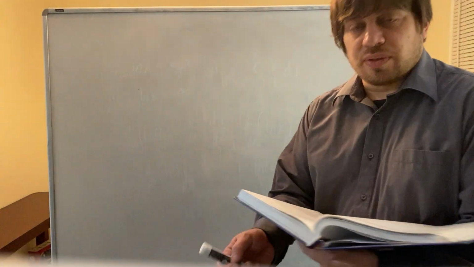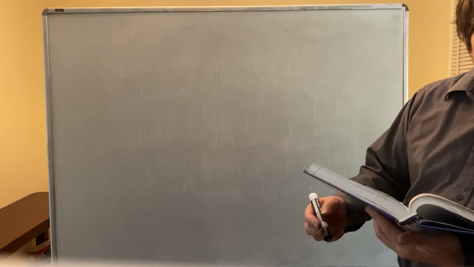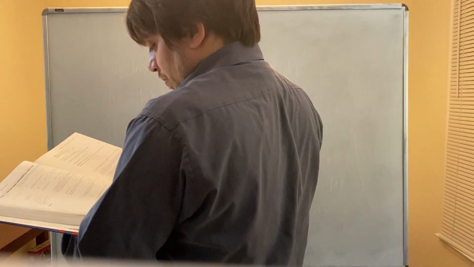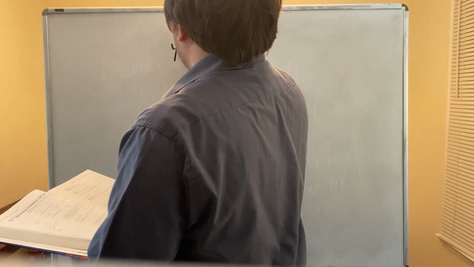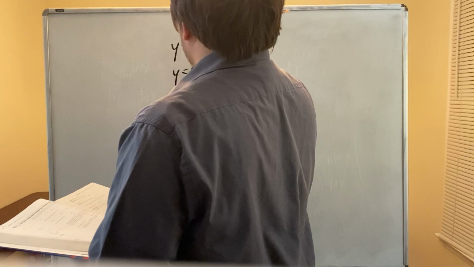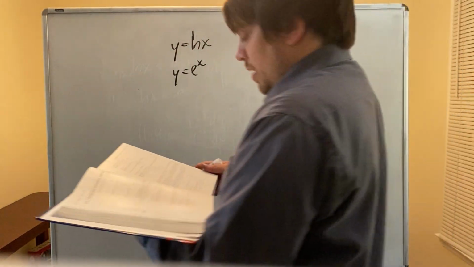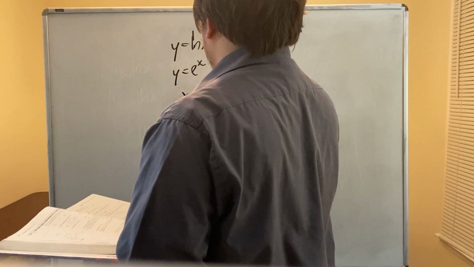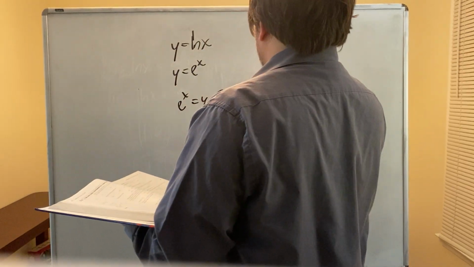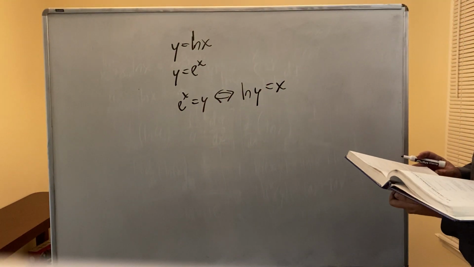So for 5.3, it defines the natural exponential function. Y equals ln x we had in the previous section. Y equals e to the x is proved to be the inverse of that function. So e to the x equals y if and only if ln of y equals x, because e to the x and ln are inverse functions of each other.